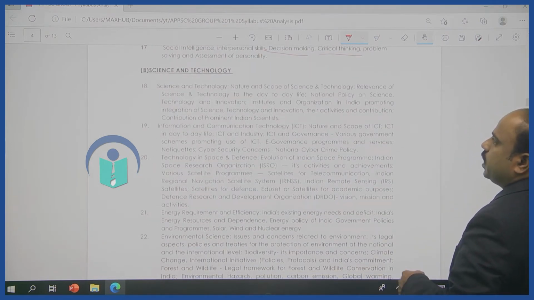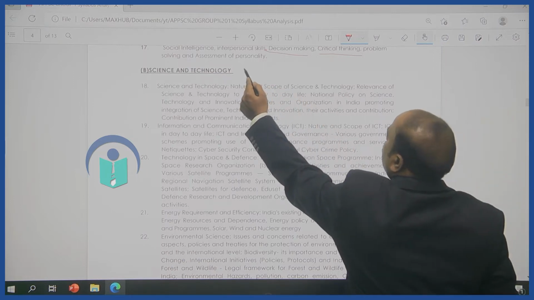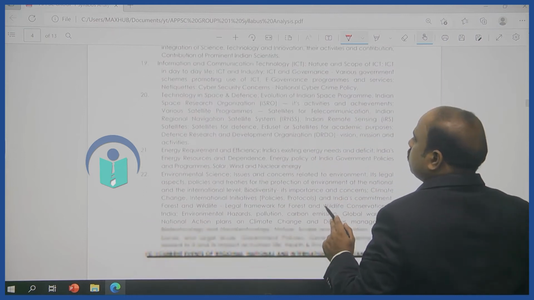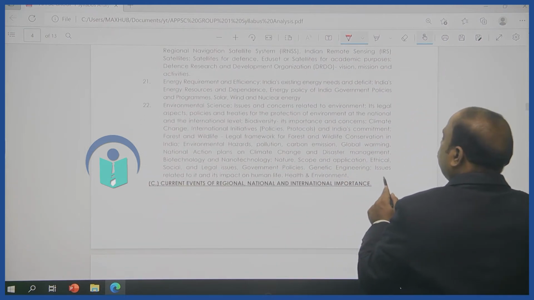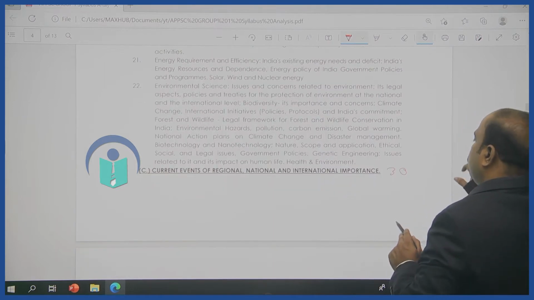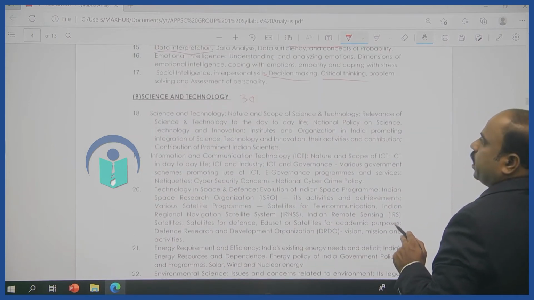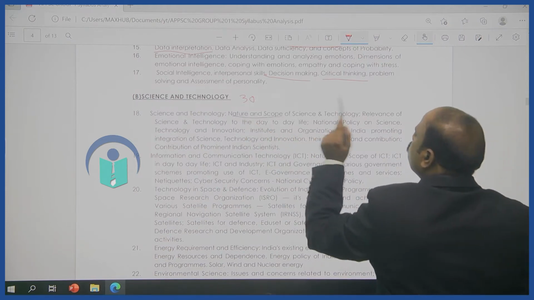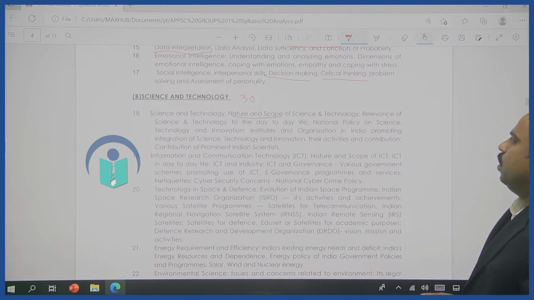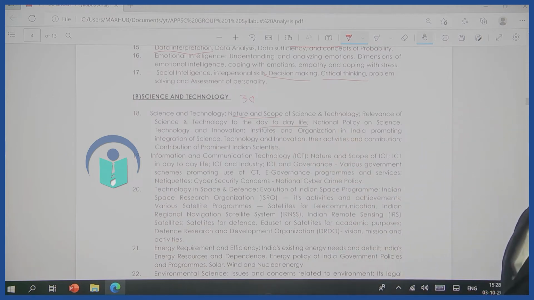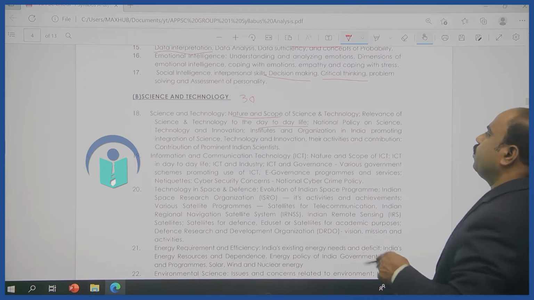Following, the second part consists of science and technology, 30 marks, and current affairs consisting of 30. In science and technology, you see here the nature and scope of science and technology, and uses of science and technology in day-to-day life.